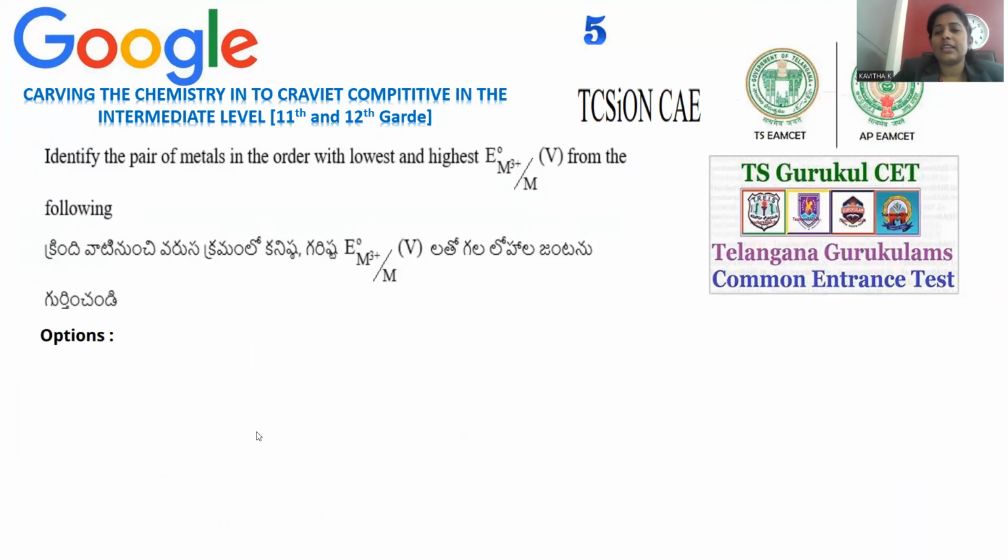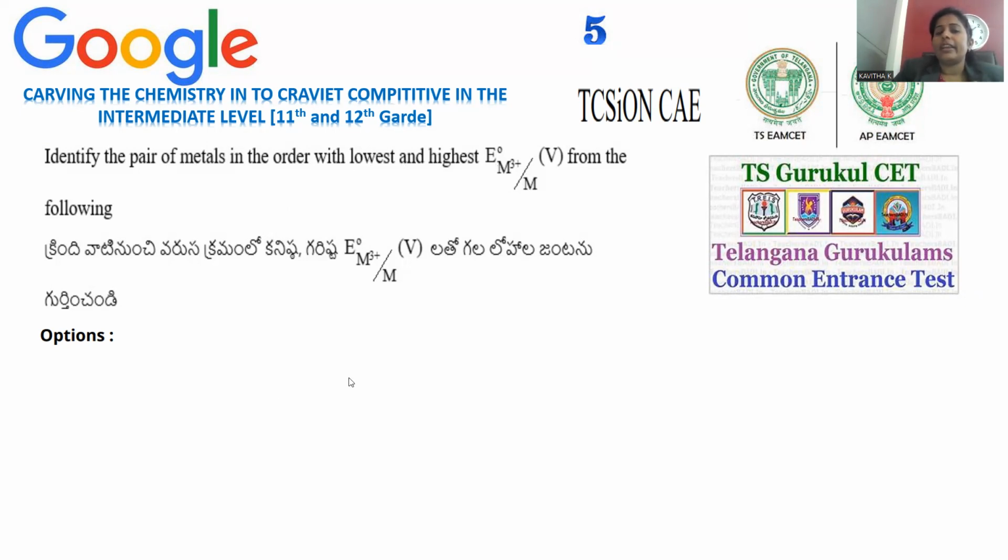Question number 5 is collected from the Telangana MSET 2023 question paper. Identify the pair of metals, in order, with the lowest and highest E0 for M+3/M in volts from the following. Lowest E0 value one, highest E0 value one. Two metals to be identified.